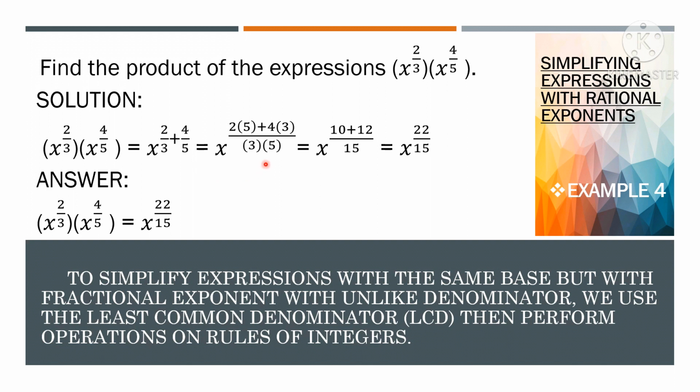Bakit po 15? Bakit ang LCD ay 15? Si 3 ay prime number. Ang factors lang po ni 3 ay 1 times 3. Si 5 ay prime number din po yan. Ang factors po niya ay 1 times 5. So, since para silang prime numbers, i-multiply nyo lang po yan. 3 times 5, that is equal to 15. So, si 15 po, kaya may 15 po tayo dito, ayan po yung LCD natin.